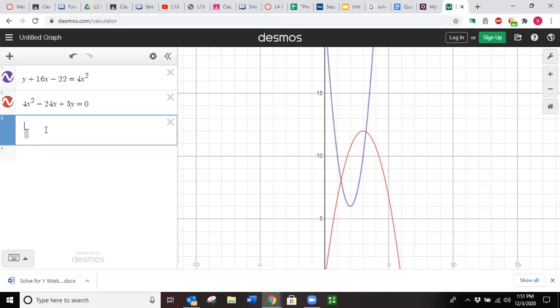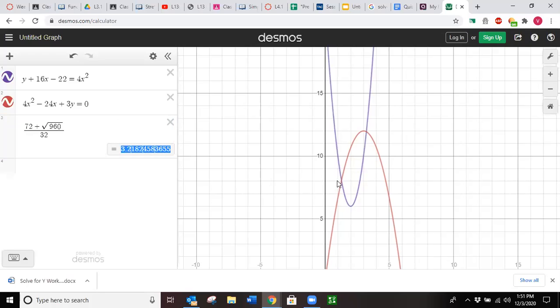So we're going to have 72 plus the square root of 960 divided by 32. What is this? I know that my x value is this number right here that I just highlighted. Do I see that here or here? Do we see how this matches my x value right here? So what does that tell me? Did I do this right or wrong? What does that tell me? Do we see how this helps us, right?